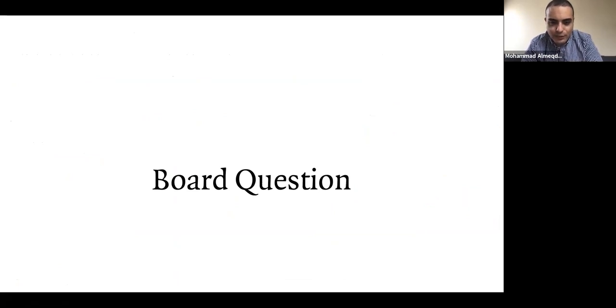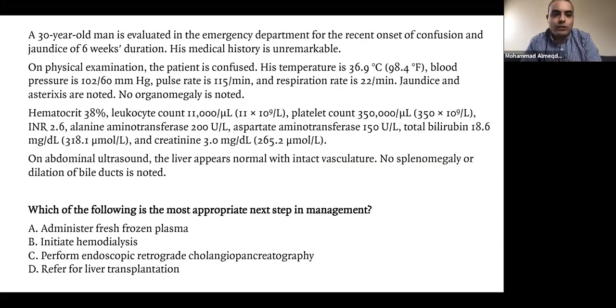We're just going to end with a quick board question. I think we're almost out of time, so just a quick question. Okay, 30-year-old guy evaluated for a recent onset of confusion and jaundice over a 6-week duration.